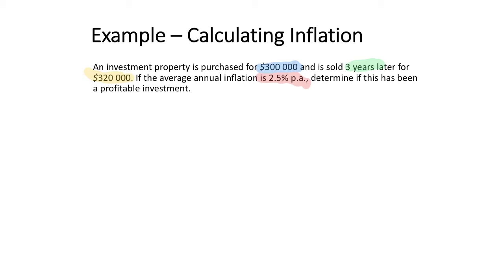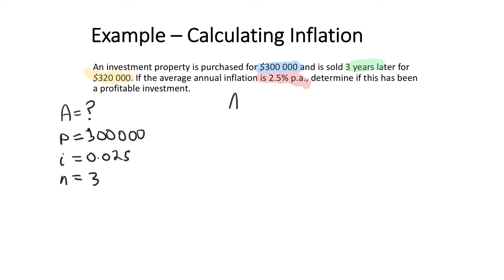So we'll start off our calculation by defining our variables. Our total amount is what we're trying to find. Our starting original cost was $300,000. Our inflation rate is 2.5%, but as a decimal, that is 0.025. And our number of years is going to be 3. So now that I've defined all my variables, I go ahead and I write the formula. So A equals P(1 + I)^N.